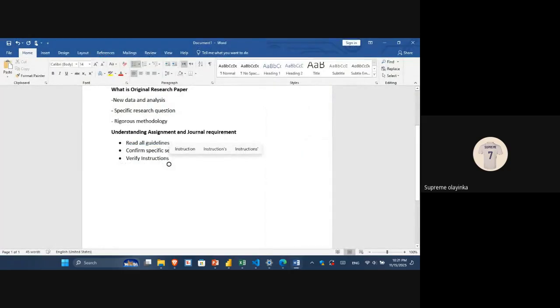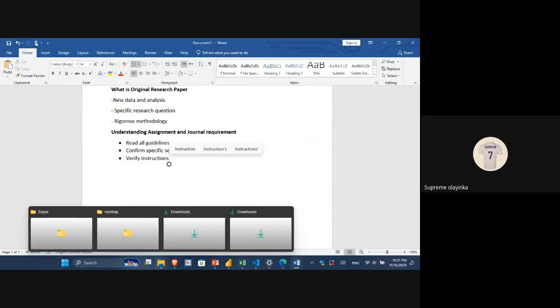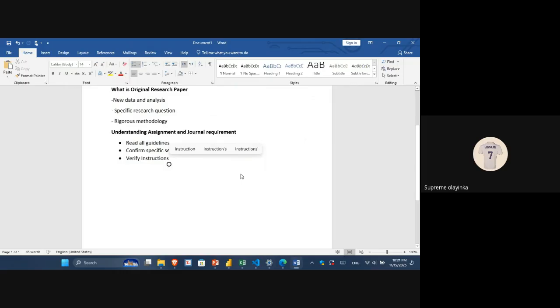So let's go back to where we are. So verify the instruction of your journal, sorry. The next thing you want to do is what? You want to choose a research topic. So let's choose a research topic. I think I've taught us how to conceptualize a research topic there.